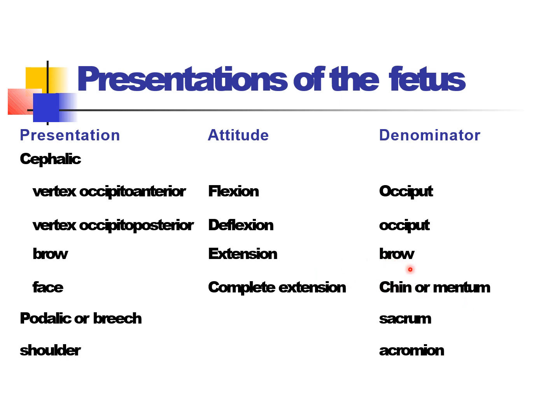That is, in the brow presentation, the denominator is the brow. In the cephalic or vertex presentation, the occiput is the denominator. In the case of face presentation, the chin or mentum is the denominator. In the case of breech presentation or podalic presentation, the sacrum is the denominator. And in shoulder presentation, the acromion process of the shoulder is the denominator. Remember these denominators, please. That is, in vertex presentation, occiput; in brow presentation, brow; and in face presentation, chin or mentum, that is the middle point of the chin. Already we have seen all these parts in the fetal skull. And in breech presentation, it is the sacrum, and in shoulder presentation, it is the acromion process of the shoulder.